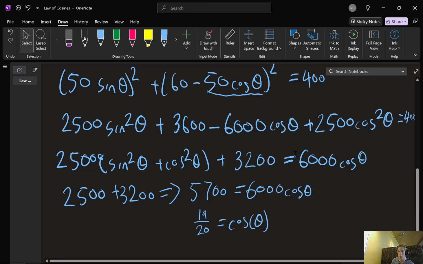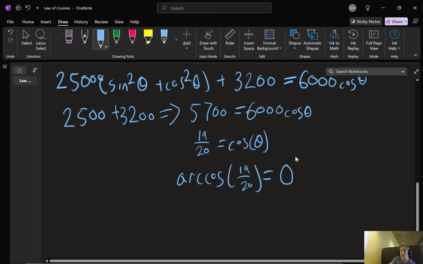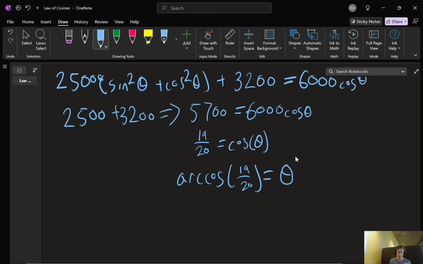Then we can find, I think it's called the inverse or arc cosine. We'll find arc cosine of 19 over 20 is equal to theta. We can solve this. I'll put this in my calculator. I'll do 19 divided by 20, and I get theta is equal to approximately 18.19 if we are rounding to the hundredths place.